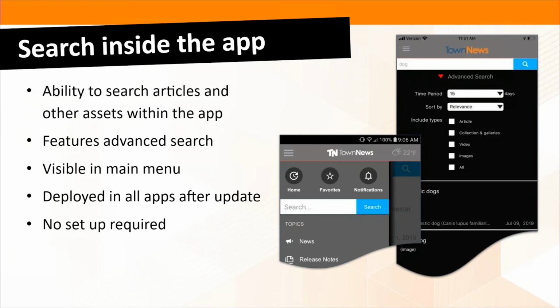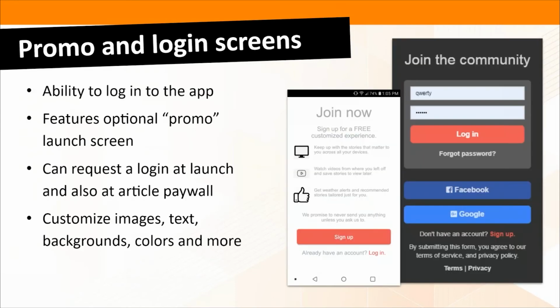So you do have advanced search selections as well. And this is automatically deployed in your app. There's no setup required for you. So when you deploy your menu, you'll see the search option there. Other than that, that one's pretty self-explanatory, but very cool.